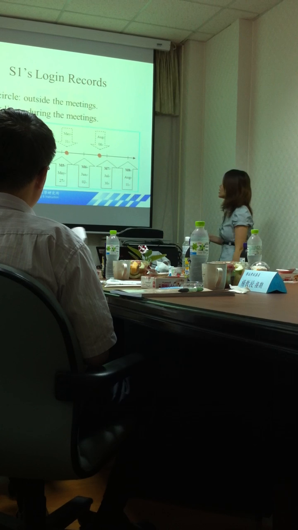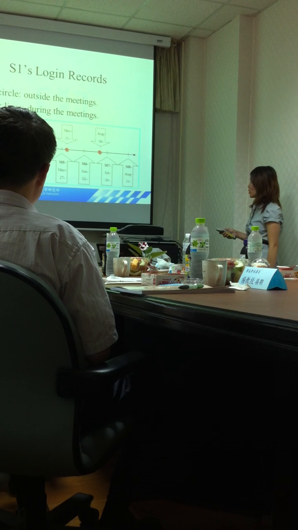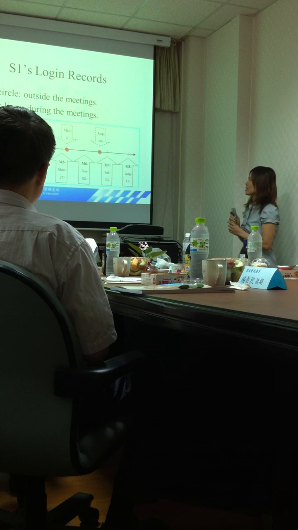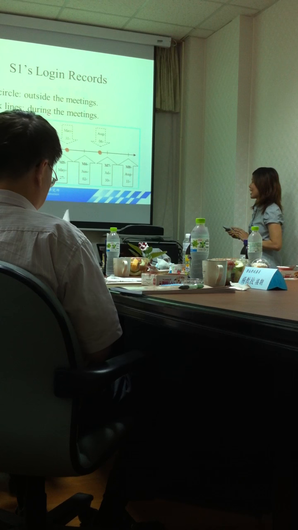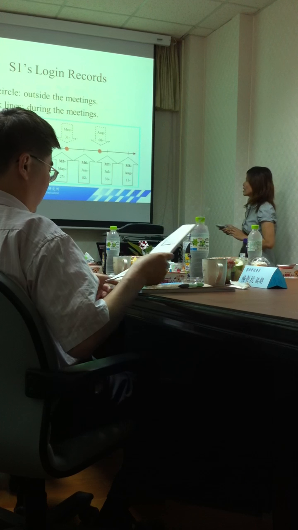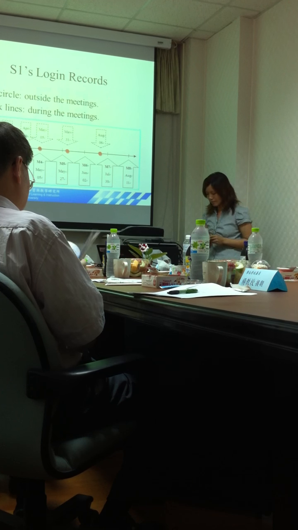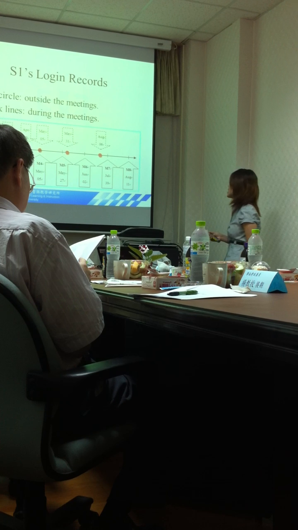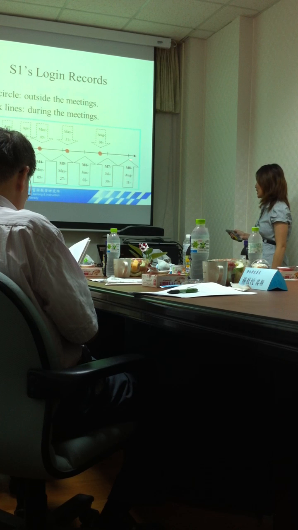And this slide shows S1's login record. The red circle in this slide means S1 used Collocator outside the meeting, and the black lines mean that S1 used Collocator during the meeting. And as we can see, S1 continuously used Collocator except for the last meeting.